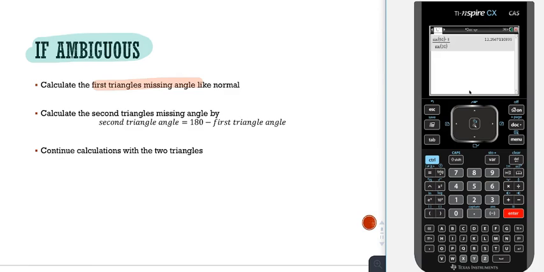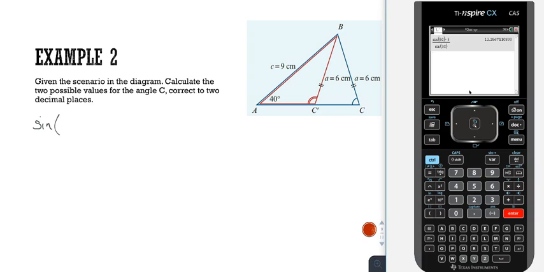So do your first calculation, find that missing angle of C like normal, and then you can calculate the missing angle for the second triangle by going 180 minus that first triangle angle. And then you can continue the calculations like it's 2 separate triangles, 2 separate calculations. Now, that sounds really confusing, but when you actually go through and do it, it's not too bad.